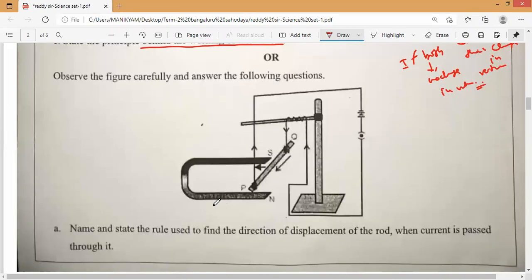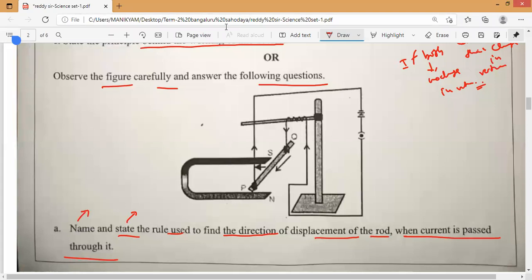Now our next question, this experiment, as I already told you, is very, very important. Observe the figure carefully and answer the following questions. Name and state the rule used to find the direction of displacement of the rod when the current is passed through it. Anybody? I won't say, you have to say. Name and state the rule, they are asking. Name, half mark, state the rule, another half mark. So let me see who will say. Name the rule which you are using in this experiment. Anybody? Nobody knows? Name the rule which you are using.